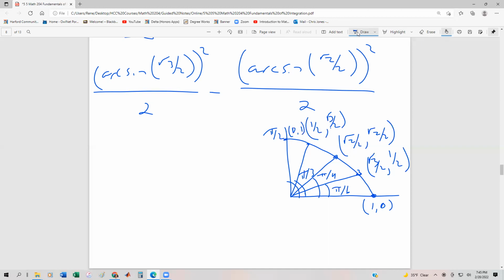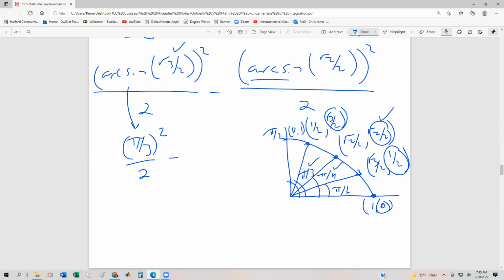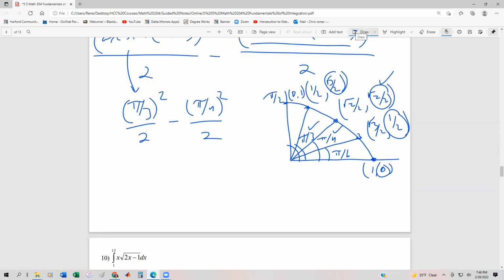What we're trying to do is, remember, the sine is the y coordinate. So we're just looking at all the y coordinates. We notice that we have a root 3 over 2 at pi over 3. So this is just going to turn into pi over 3, squared, over 2 for the arcsine. And then we notice that we get a root 2 over 2 at pi over 4. So this is just going to turn into pi over 4. Now we square those out.